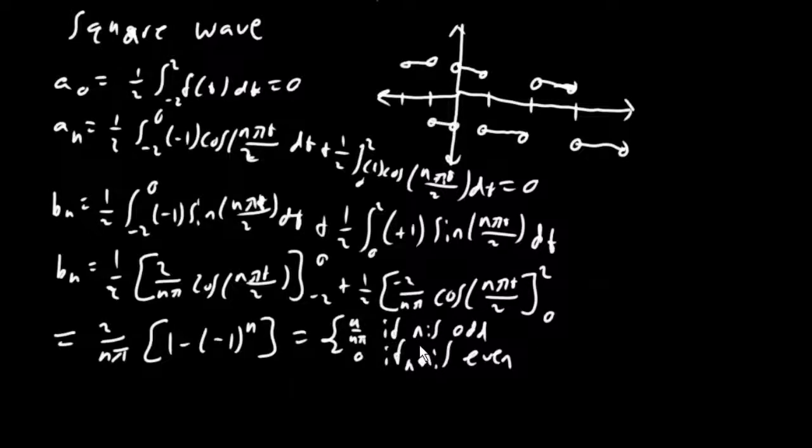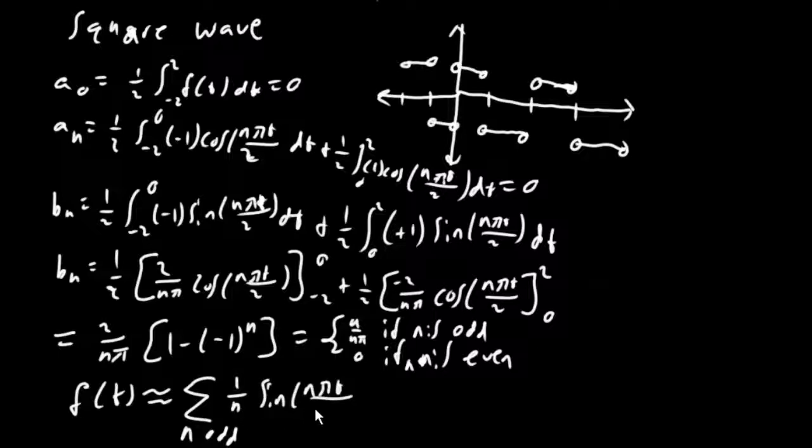And so we have all of our coefficients, so let's just plug it into the equation. So our function is approximated by a series for all odd integers 1 over n sine n pi t over 2 times 4 over pi. And if you carry out this Fourier series to maybe 5 terms or 6 terms, you'll see that it gets closer and closer and closer to approximating this periodic function.